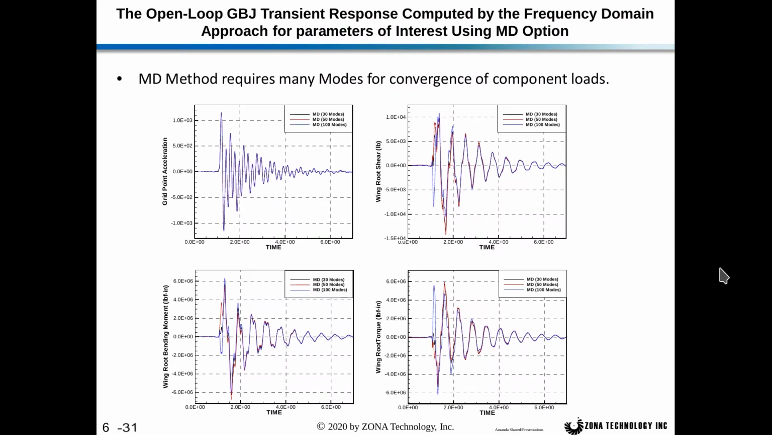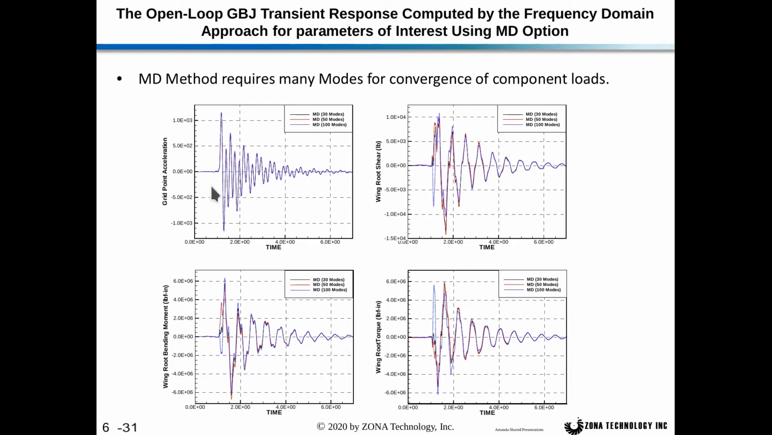So now we'll compare these options. First we'll look at the mode displacement. The mode displacement method requires many modes for the convergence of component loads. So what we're doing here is comparing the mode displacement method using 30 modes, 50 modes, and 100 modes. Now with the grid point acceleration, 30 modes is already enough. You can see the 30 modes, 50 modes, and 100 modes all lie on top of each other. We get the same answer. So for just measuring grid point acceleration, 30 modes is adequate.